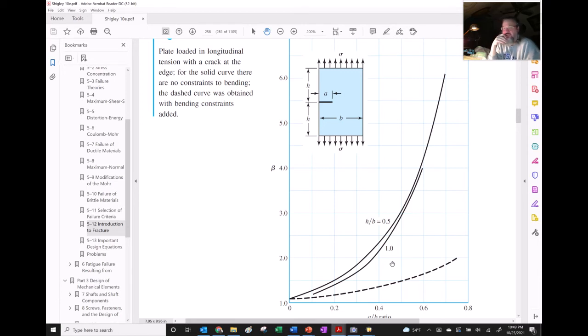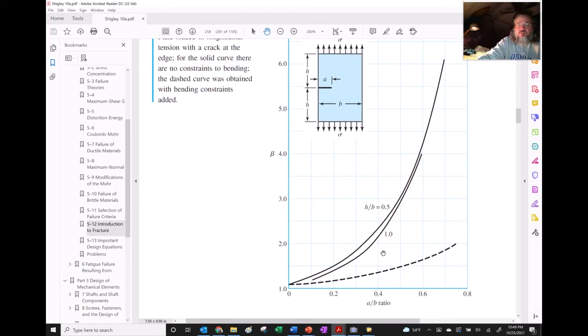I think that's fair. The trouble is that we don't have this H over B. This is 0.5 and 1. We see how close they are to each other. I used this graph right in here.